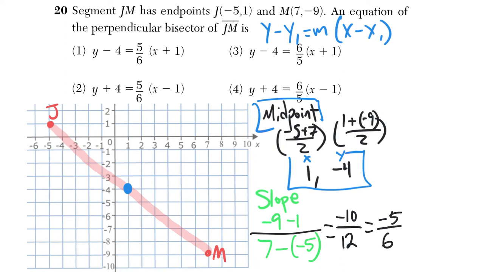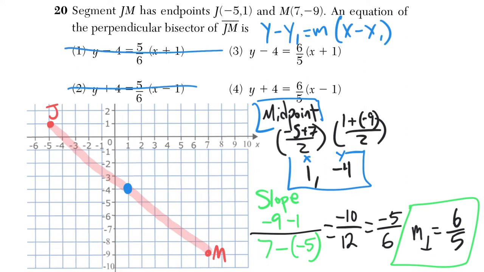All right. And what do I know? I know that the perpendicular slope is the negative reciprocal. So it's going to be not -5 over 6, but positive 6 over 5. Beautiful. Okay, so this is what we're looking for amongst our 4 options. And so if the slope of the perpendicular bisector is 6 over 5, we can rule out options 1 and 2. So we know that option 1 does not work and option 2 does not work.